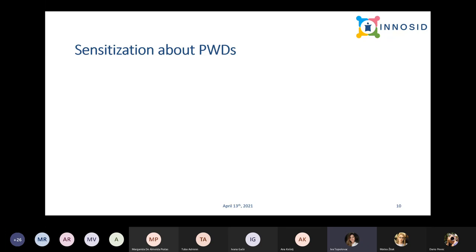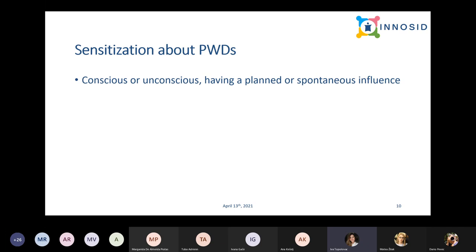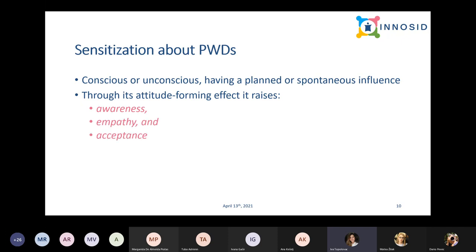Sensitization, you probably already know something about sensitization. It can be defined as a type of education that is conscious or unconscious, that has a planned or spontaneous influence, that affects our attitude and forms it to raise awareness, empathy, and acceptance of deviations from the normal and the ordinary. In simple words, I would put it that sensitizing someone, not related actually to people with disabilities, is accepting the differences between ourselves and that person.